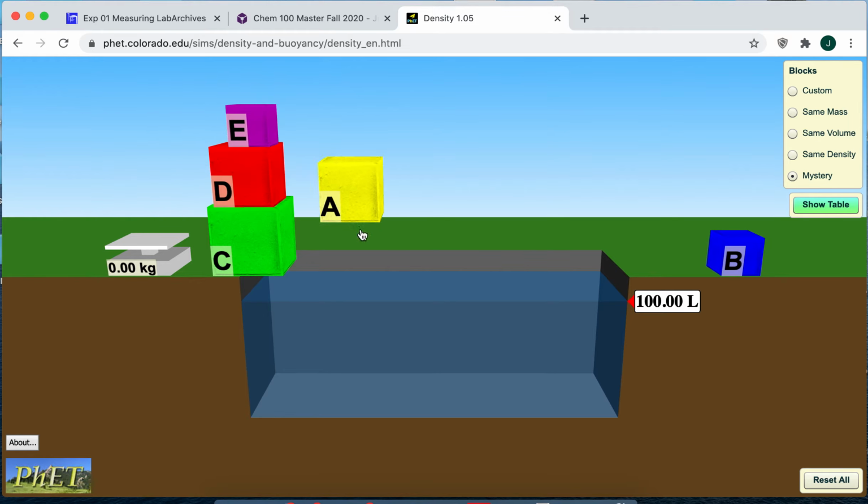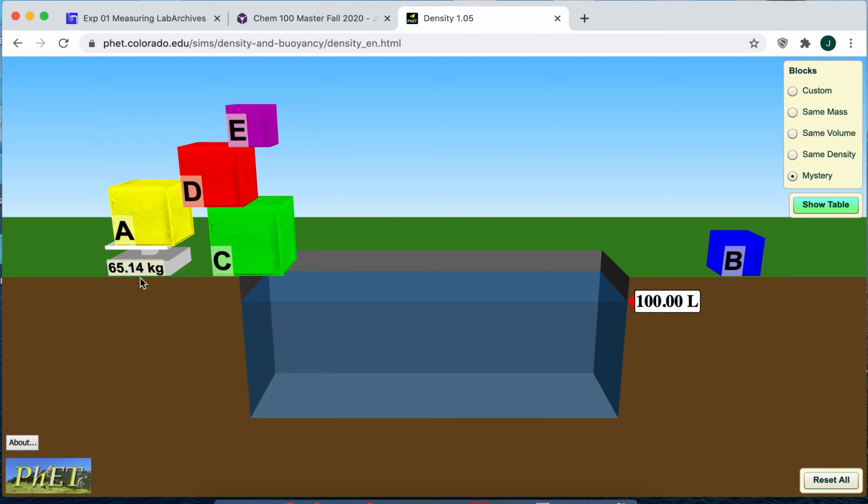Now I'm going to measure its volume. So I'm going to drop it in water. Initially, the tank I have is 100 liters even, so I drop it in. Now the tank has increased to 103.38 liters. So the difference between before and after, which is 3.38 liters, is the volume of block A. And block A has a mass of 65.14.